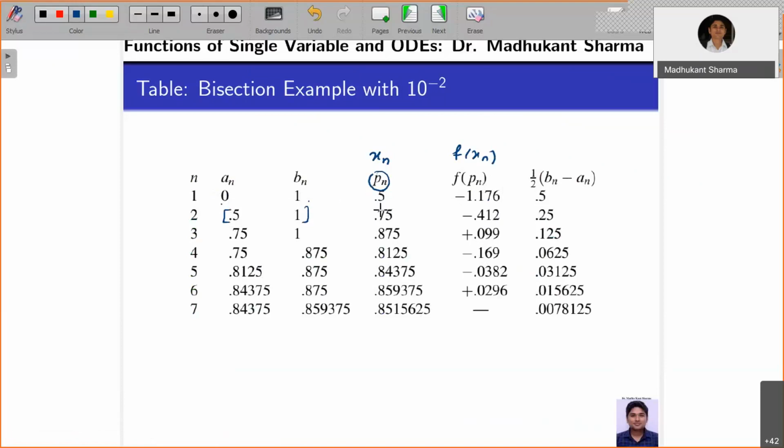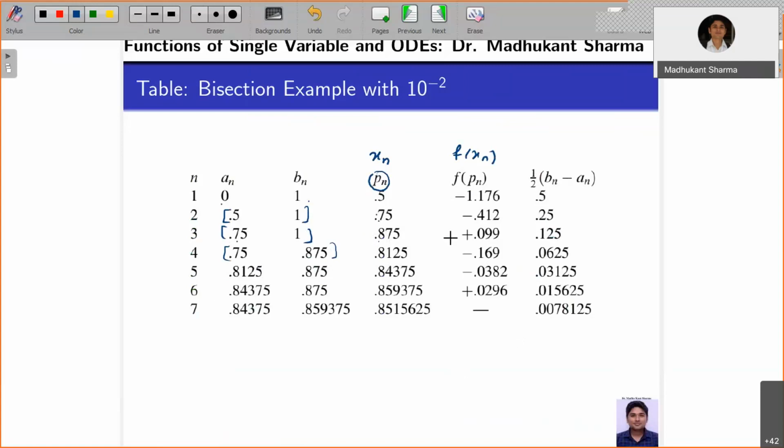You take the midpoint, this is x2, 0.75, and the value is again going to be negative. So f of 0.5 is negative, and this is also negative. So the root lies between 0.75 and 1. This is the next interval, A3, B3. Take the midpoint of the interval, 0.875. That value is going to be positive. Now f of 0.75 is negative and f of 1 is positive, so the root certainly lies between 0.75 and 0.875. That is going to be the fourth interval, and so on.